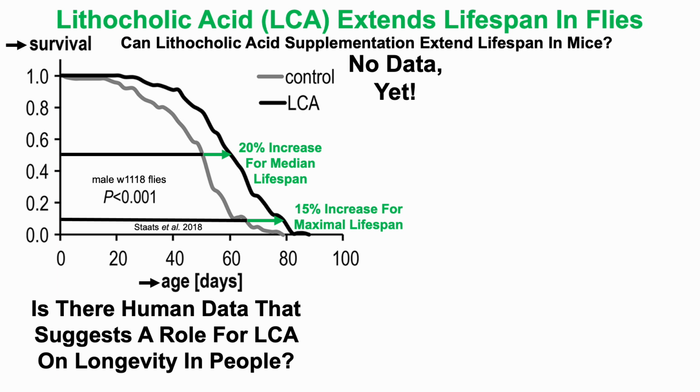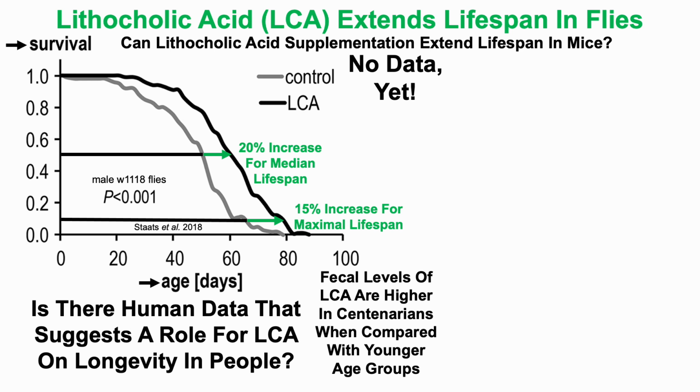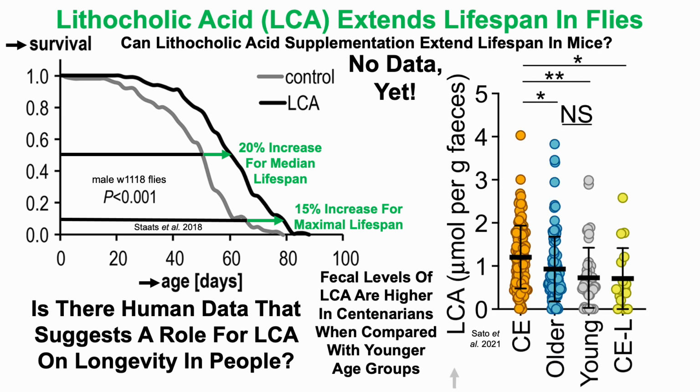All right, so what about human data? Is there human data that suggests a role for lithocholic acid on longevity in people? So fecal levels of lithocholic acid are higher in centenarians, so people who've lived to older than 100 years, when compared with younger age groups. And we can see that data here. So we've got lithocholic acid, LCA, in micromoles per gram, micromoles of lithocholic acid per gram of feces, or how much lithocholic acid was in poop.